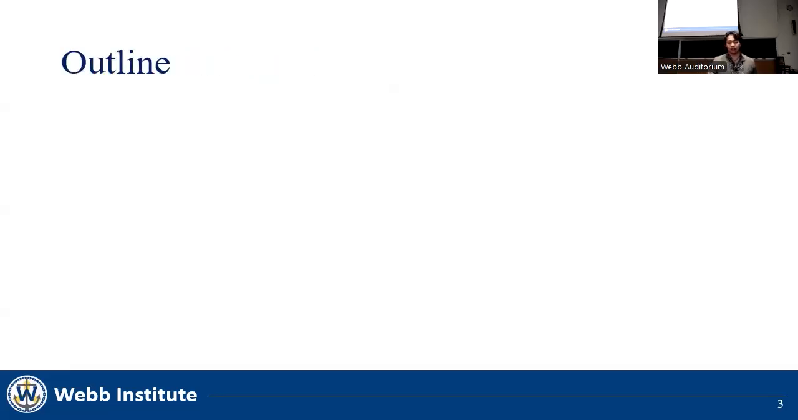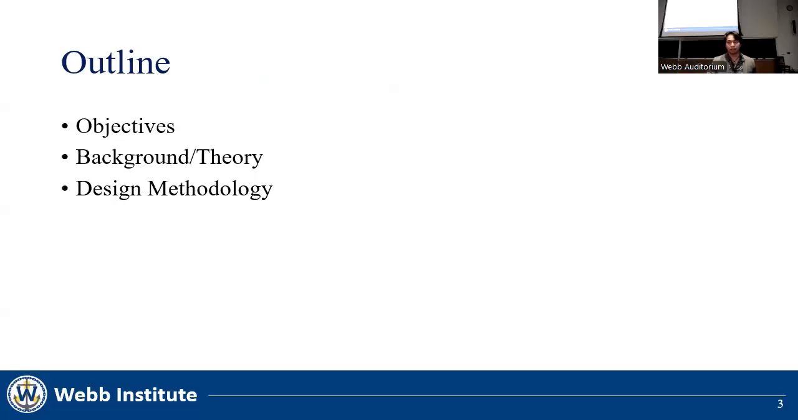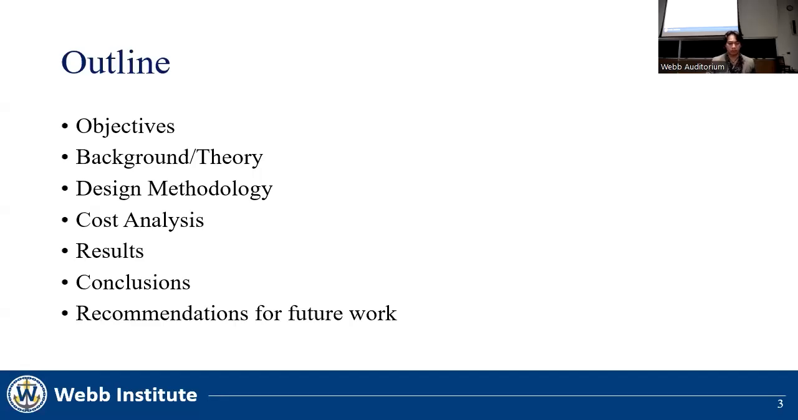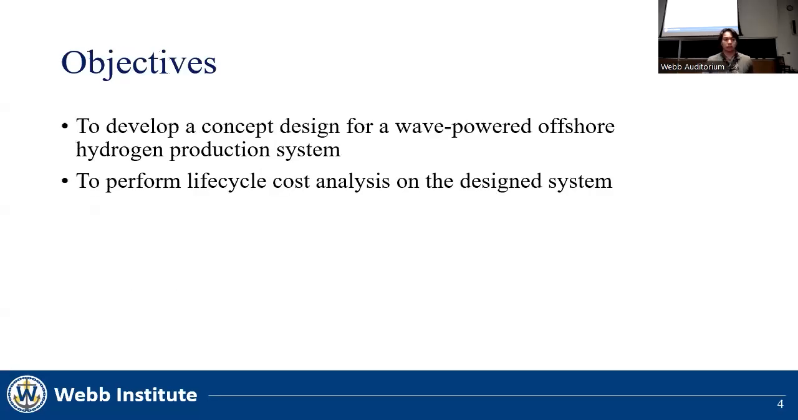I'll begin by clearly stating my objectives, then going over some background and theory, then my design methodology, the cost analysis, finally my results and conclusions, and then I'll finish up with my recommendations for future work. So the first objective of this thesis is to develop a concept design for a wave-powered offshore hydrogen production system. Then the second objective is to perform a life cycle cost analysis on this system.